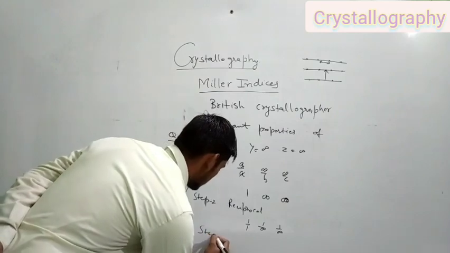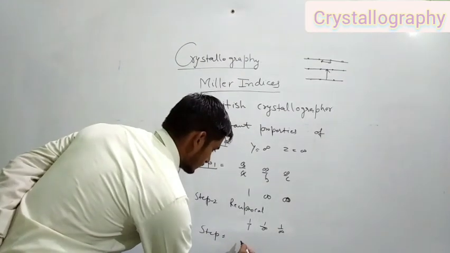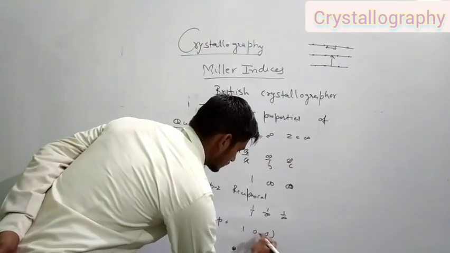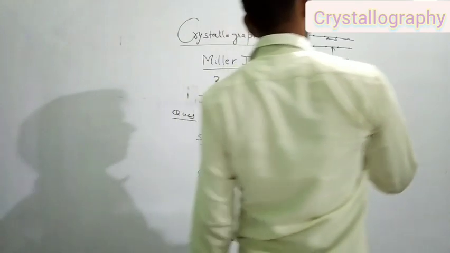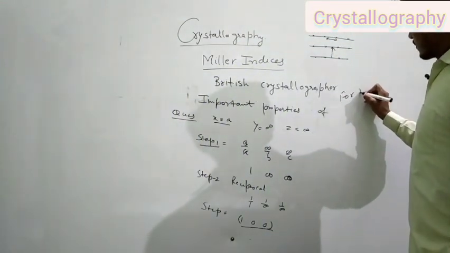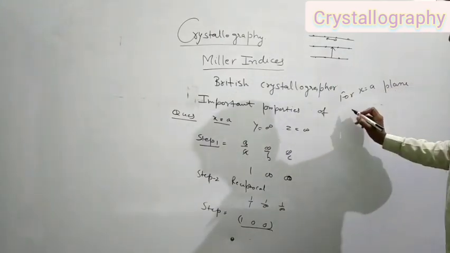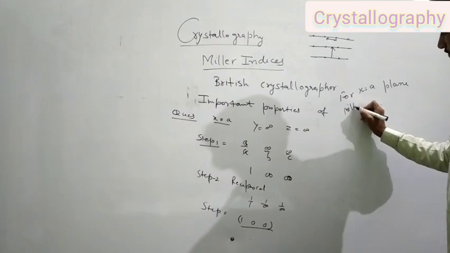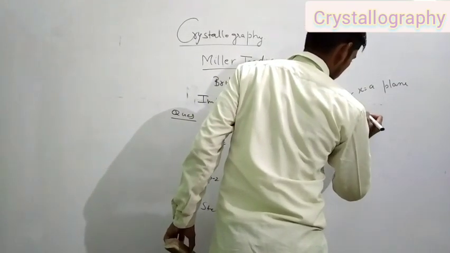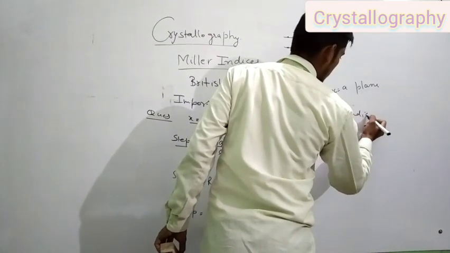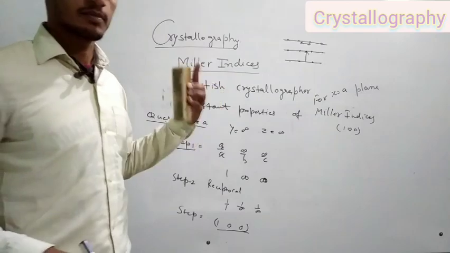Okay, change in step 3: one, 0, 0. This is the Miller indices for the x is equal to a plane. For the x is equal to a plane, the Miller indices is 1, 0, 0, and we want to represent this plane.